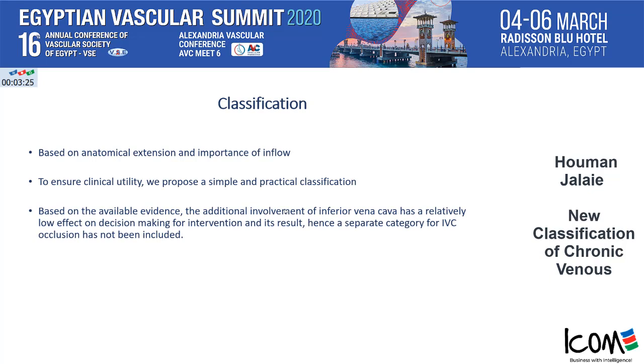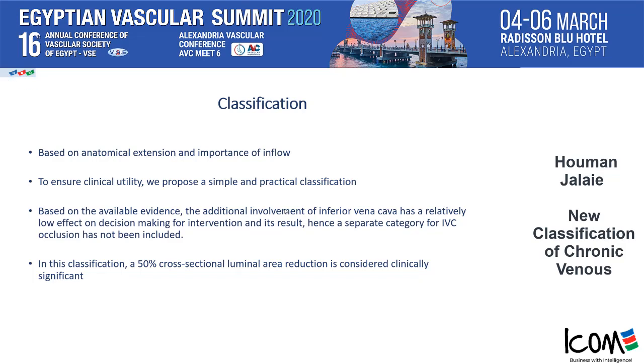We know, of course, there are big cases with involvement of the cava or both sides. But believe me, from my experience and experience of other big centers, if the inflow is good, if the inflow is very good, it doesn't give a big impact if the cava is involved or not. The stent or the result will be good. And we are not only talking about result, we are talking about clinical outcomes and drainage of the leg. This is the most important thing. So we only focus on the iliac tract. In this classification, again, more than 50% is assumed as clinically significant.